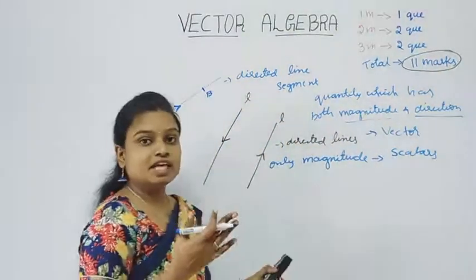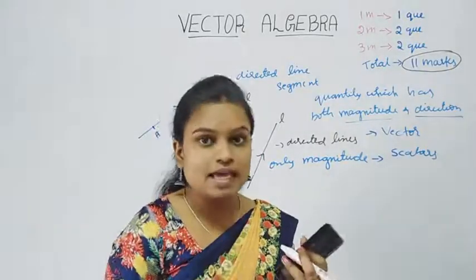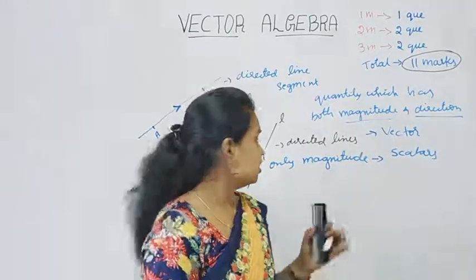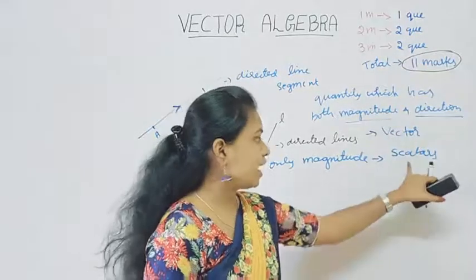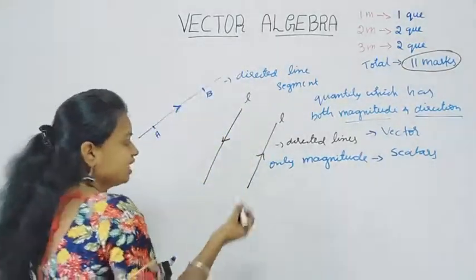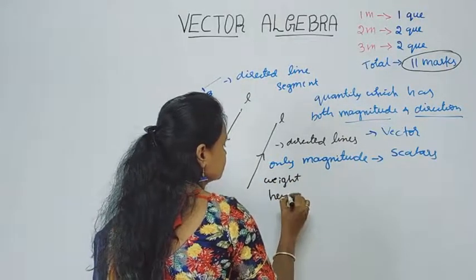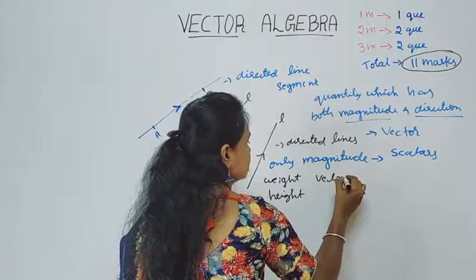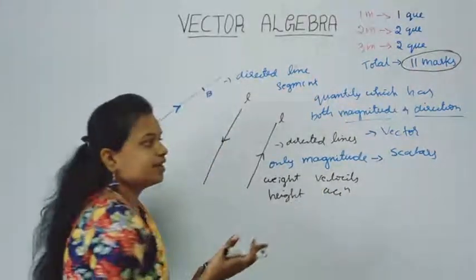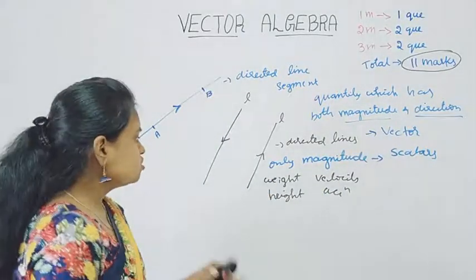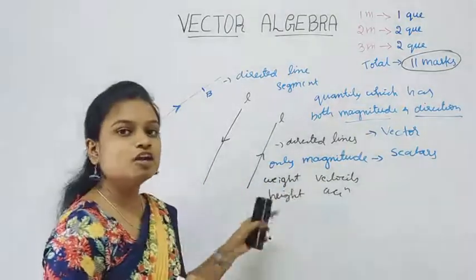So what do you mean by a vector? A vector quantity means a quantity which has both magnitude as well as direction. A quantity which has only magnitude, such quantity is known as scalars. For example, I consider some examples: weight, height, velocity, acceleration, right? So these are all some examples of vectors and scalars. So here find which one is scalar or which one is vector.